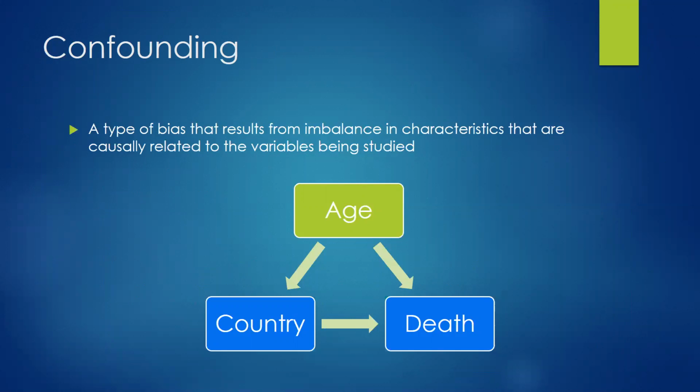A big confounding factor that we'd be concerned about here is age, because the age distribution in different countries may be very different. And we know that as your age increases, your risk of death goes up. So a country may look better or worse than another country based purely on the fact that the age distribution is different, not on any differences in health status or healthcare quality or other things that we might actually be interested in.